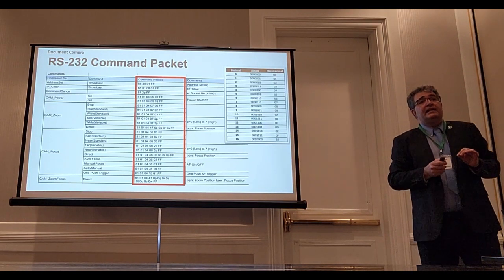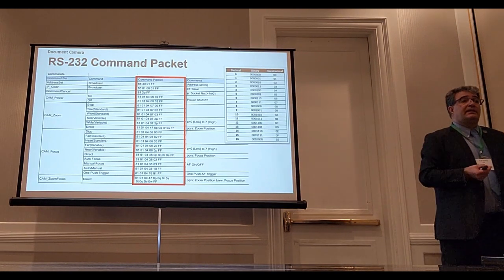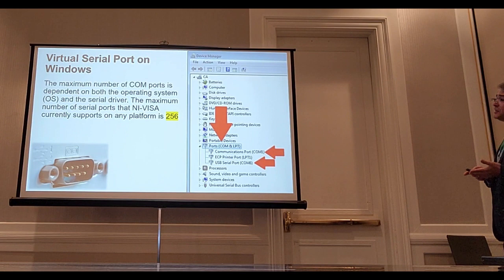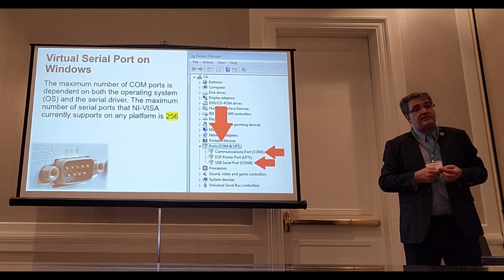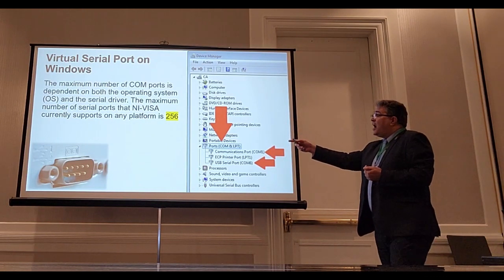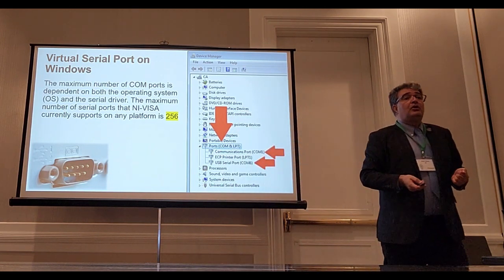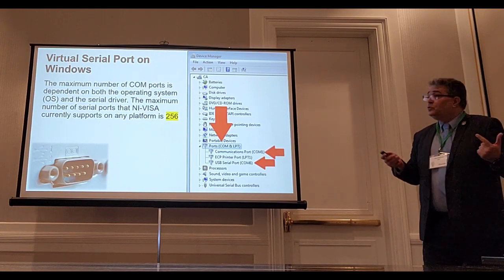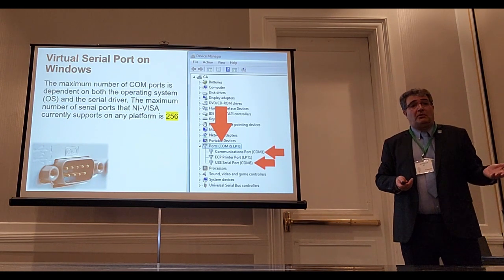But the problem here is that if you want to control this through the computer, you only have one serial port connection by default. So what should we do? Basically, it comes to the virtual serial port on Windows or other operating systems, where you can define up to 256 ports as virtual ports on the computer, and that helps you to control up to 256 hardware devices remotely through your computer.